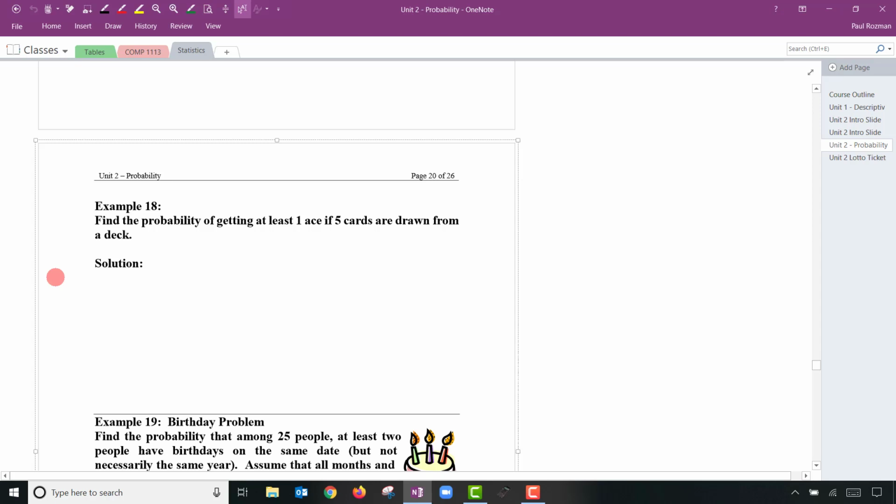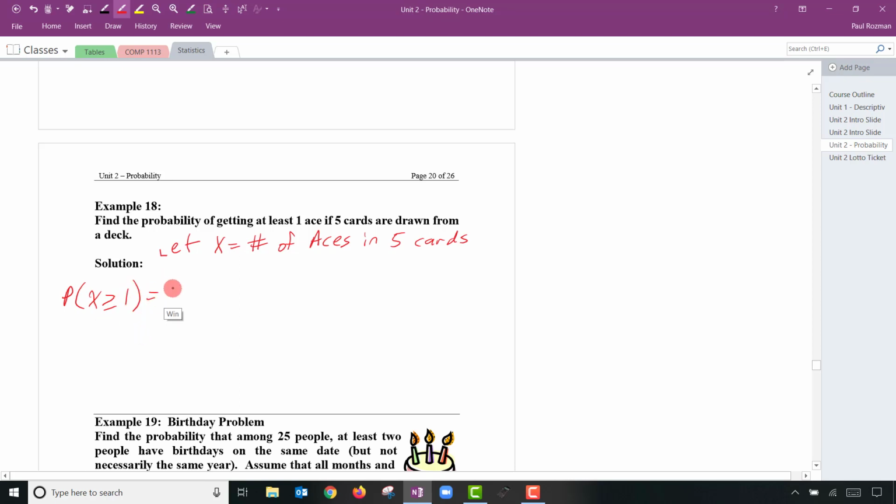An example of this might be, what's the probability of getting at least one ace if we draw 5 cards? So let's define a variable here. Let x equal the number of aces in 5 cards drawn. We want the probability of getting at least one, so one or more.